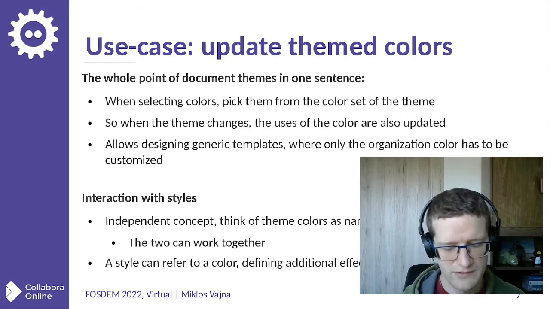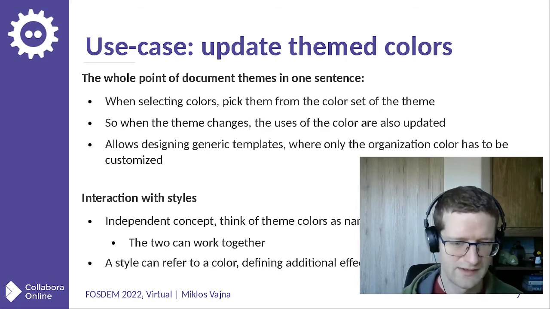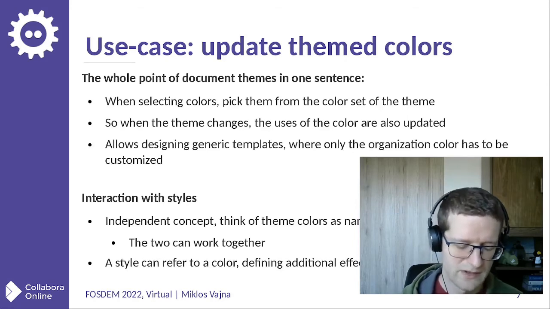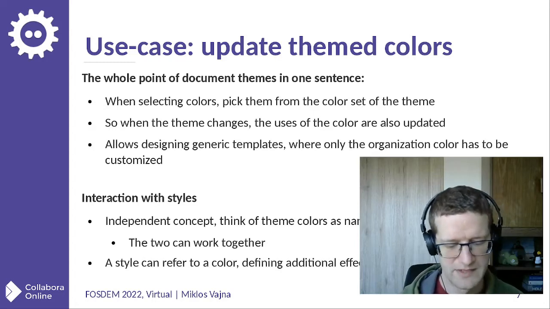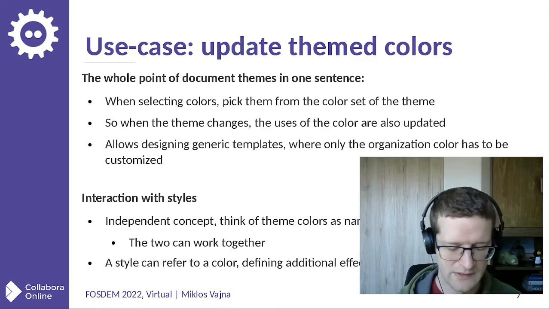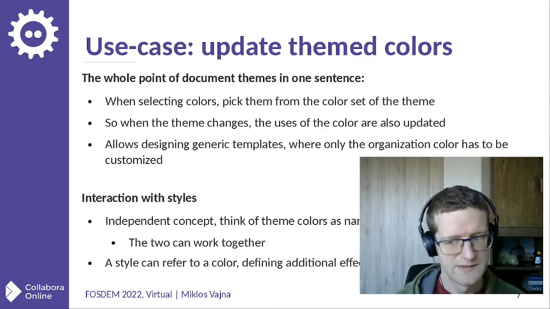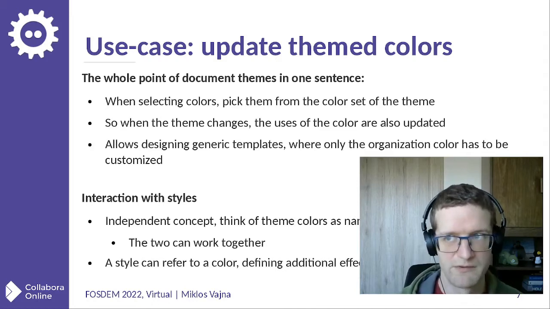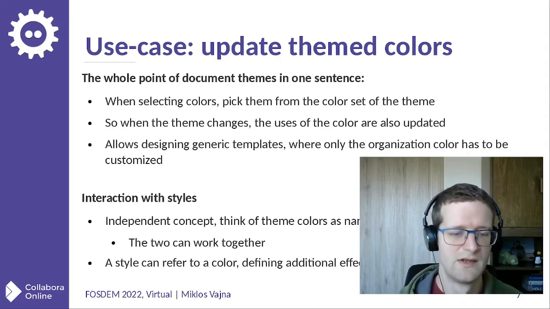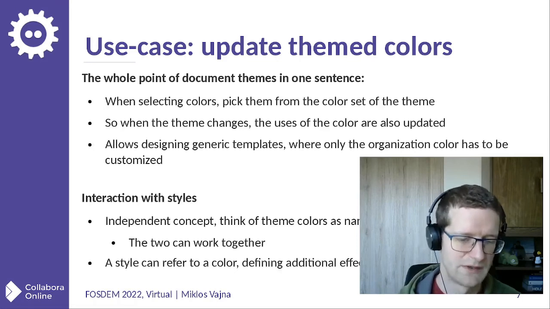You can refer to theme colors. These are really like named colors, so you can refer to theme colors even from styles, and then you can refer to the same theme color from multiple styles, perhaps even from a paragraph style, character style, and so on, and still have a central single place where the actual RGB value of that color is defined. So this is why it's useful to have document themes, even if we have styles already.